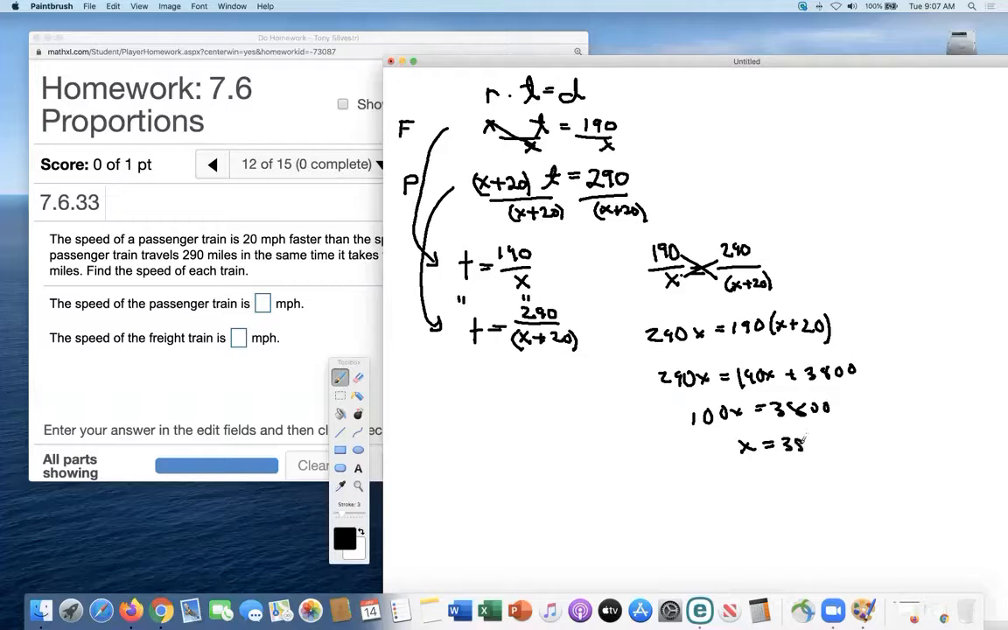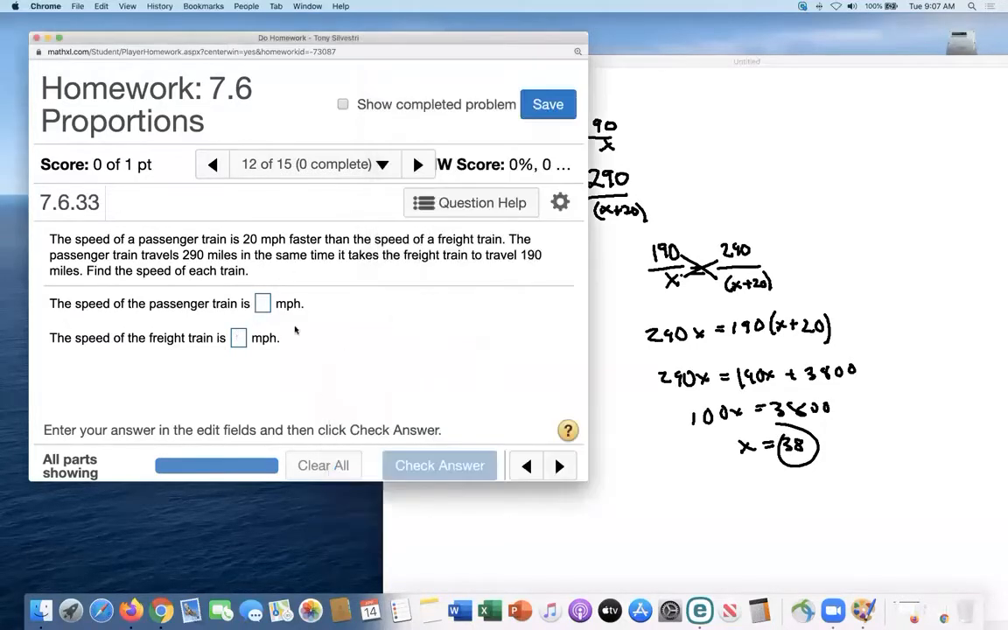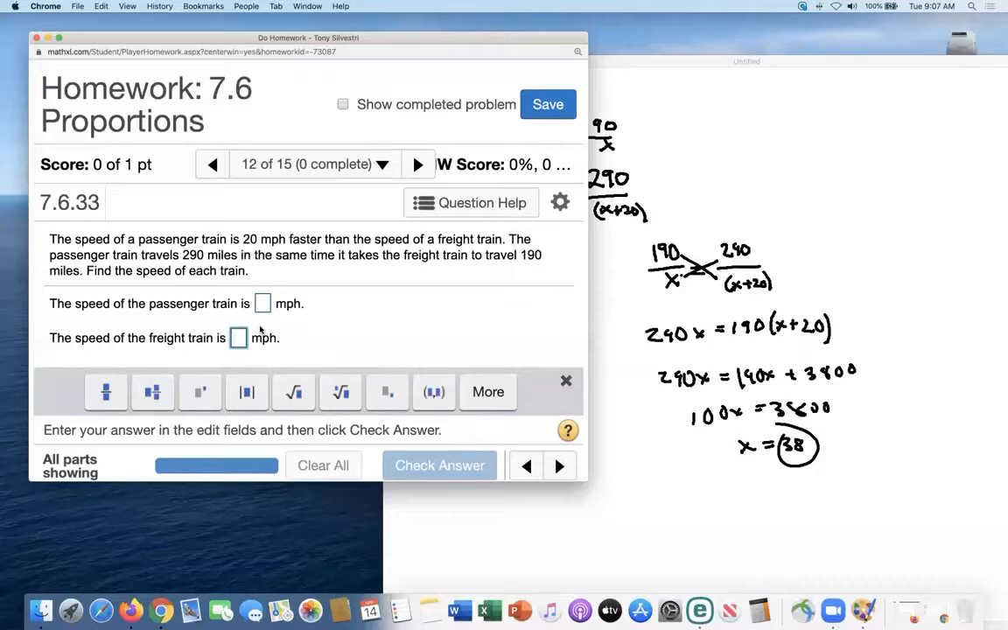Now we did all this nice work, right? It'd be a shame to put that x in the wrong spot. We got two spots to put it in. What's x supposed to represent? X is supposed to represent the freight train. You would probably put it over here because it's the first box, but nope. It's the freight train. I'll put the 38 in there. And the passenger train, if you know it's 38, the passenger train's got to be 20 more, 58.